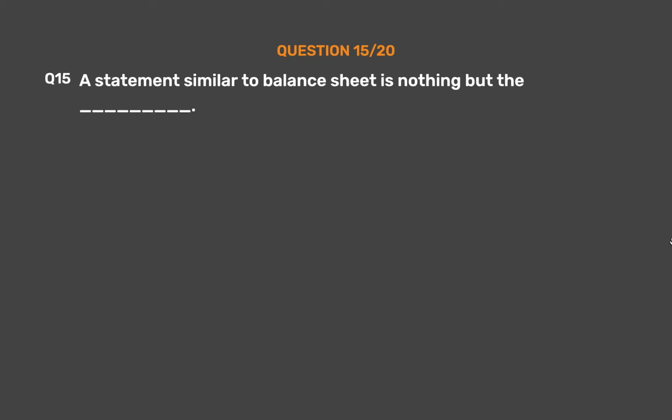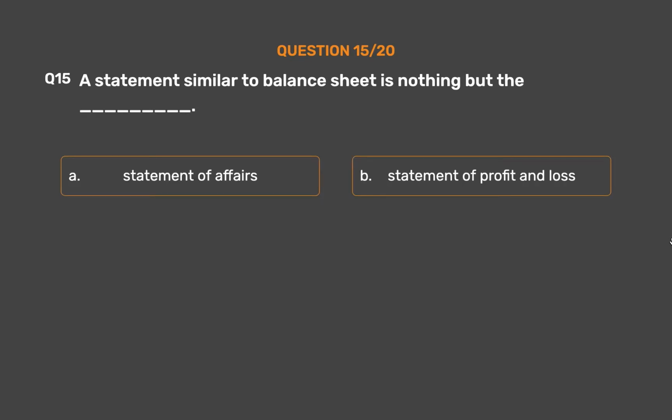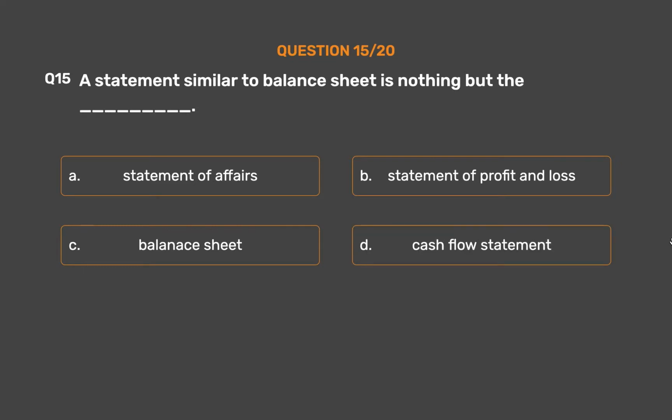Question number 15. A statement similar to balance sheet is nothing but the underscore. Option A. Statement of affairs. Option B. Statement of profit and loss. Option C. Balance sheet. Option D. Cash flow statement.